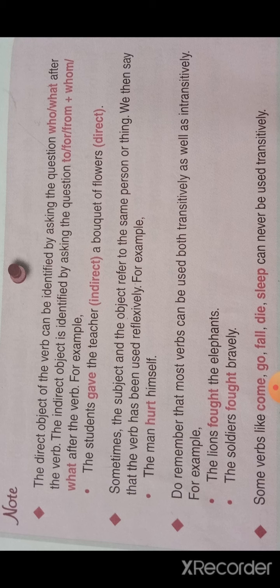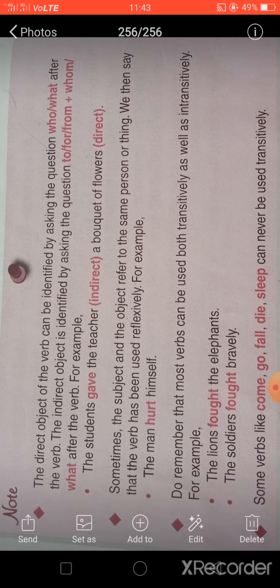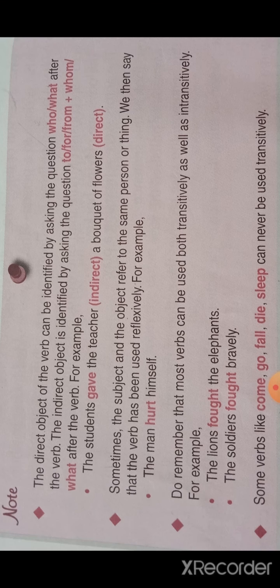Some verbs like come, go, fall, die, sleep can never be used transitively. So these verbs are never used as transitive verbs. They are always intransitive. For example, they come, she goes, they fall, in this way. Okay, kids are sleeping. Suppose I say, the man dies. So these all are intransitive verbs. They can't be used transitively.